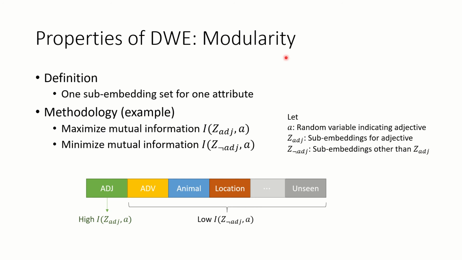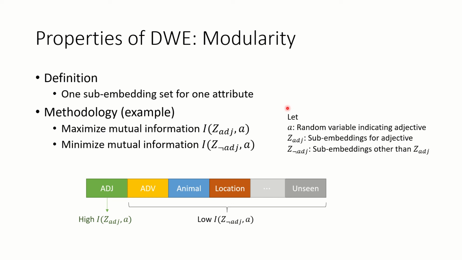Our DWE has three main properties. The first one is modularity. It means that an attribute should be encoded by only one subembedding set. In our methodology, we achieve this by optimizing mutual information.